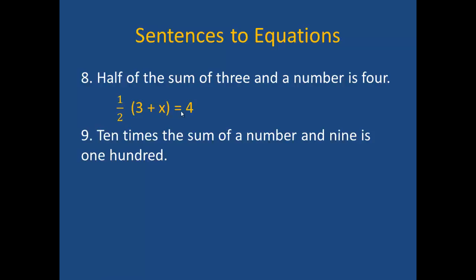And in our last example, I have 10 times the sum of a number and 9 is 100. Again, when I see sum of a number and 9, it tells me that I should add those together first. So I'm putting them in parentheses to indicate first, because that's a grouping symbol. Then multiply by 10, and it equals 100.